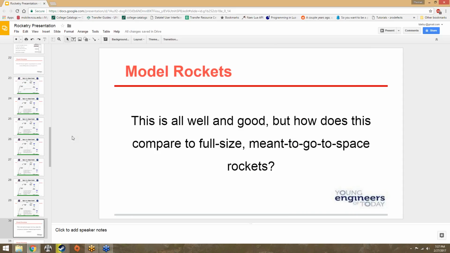So this is all well and good, but how does this compare to full-size meant-to-go-to-space rockets? This is actually right now running at the end of the material that I have, so we're going to definitely end it early today. Wednesday will be a longer session, but we'll spend some time on the next slide, and then we'll call it a day.